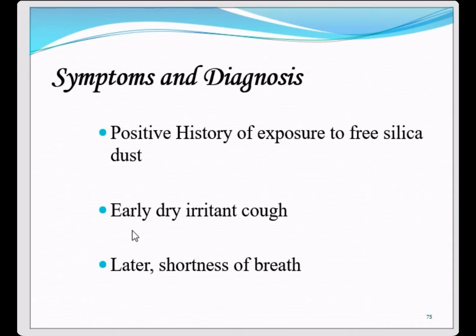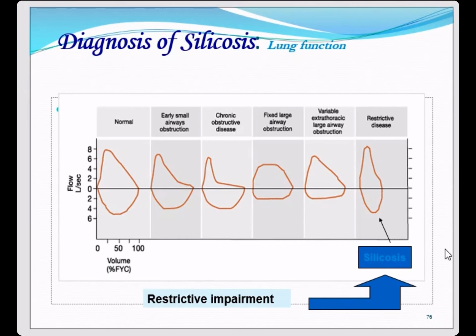You will also find that at an early time the patient will have an irritant cough, a dry irritant cough. And later, with the exposure time increased, the symptoms will show differently. The patient may have shortness of breath. So lung function is very important for the diagnosis of silicosis. This picture shows a silicosis patient with restrictive lung function. They can't breathe normally, so the shape of the lung function changed.